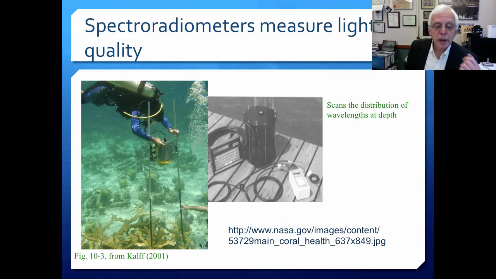We also measure the spectrum of irradiance. We've talked quite a bit about that over the last little bit. On the left-hand side, you see a handheld submarine spectroradiometer. And this is a piece of equipment that can tell you the color spectrum of irradiance received at various depths. On the right-hand side, you see an old photo of a similar kind of unit that is lower down in the water. And this gives a scan of the distribution of wavelengths at depth and tells you what the relative color distribution, or wavelength distribution, is at various depths down in an aquatic system.